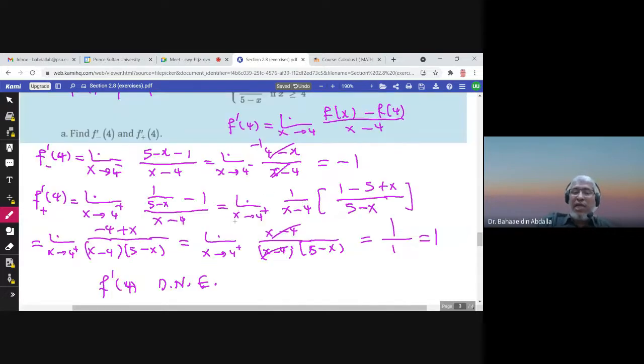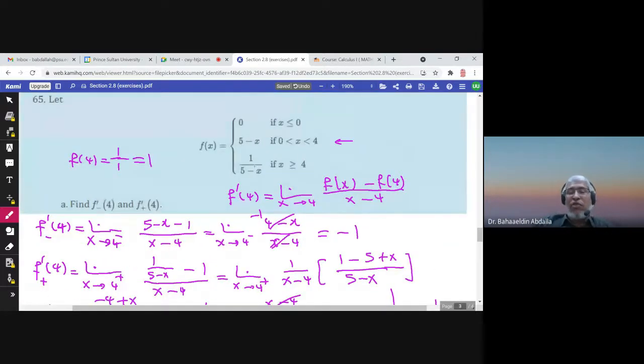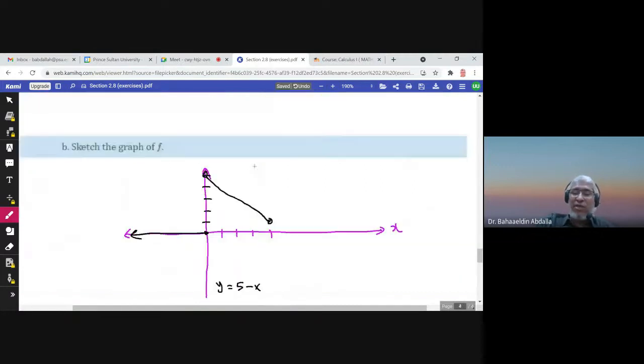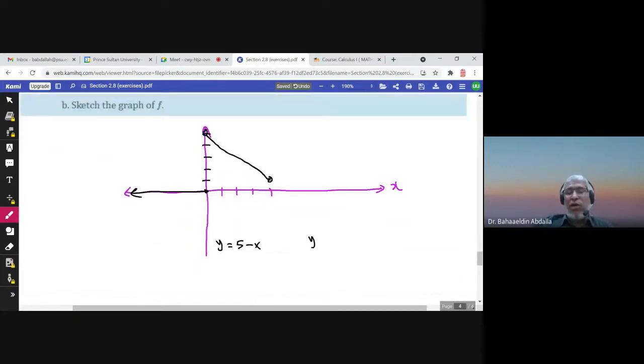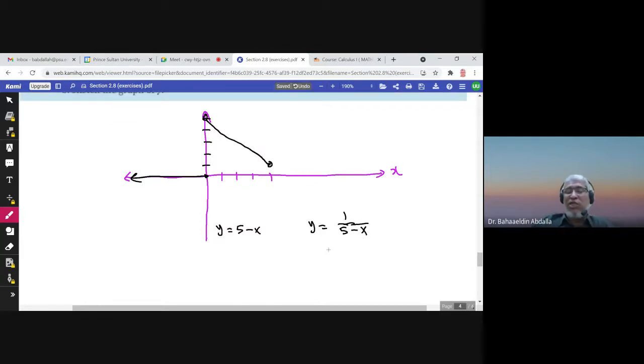Now, greater than or equal to 4, I need to graph 1 over 5 minus x. So y equals 1 over 5 minus x. I need to graph it here. Well, this is a rational function. The domain is all real numbers except 5. At x equals 5 here, there is a vertical asymptote of the function 1 over 5 minus x.